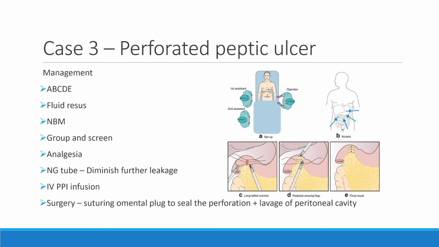Management wise, we mentioned A to E assessment. Make sure you give them some fluids, keep them nil by mouth just in case they're going for emergency surgery. Prepare them for surgery, group and screen, give some good analgesia, and put down an NG tube as well. You're also going to need to start an IV PPI infusion. Surgery would involve basically suturing part of the omentum onto the site of perforation, and also washing out the abdomen.